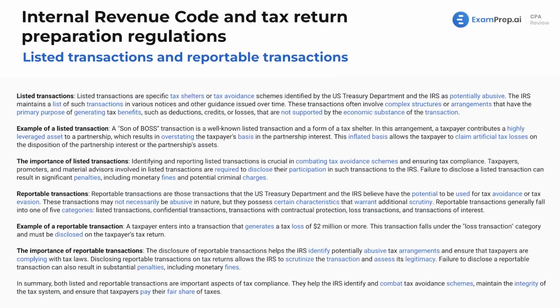Next up on our agenda, we've got these items called listed transactions and reportable transactions. What are they? They're just two types of transactions that you need to know that the IRS has designated under these categories. First, we're going to talk about listed transactions.